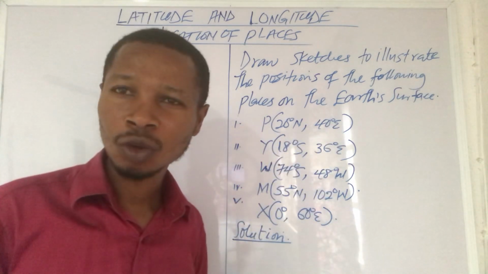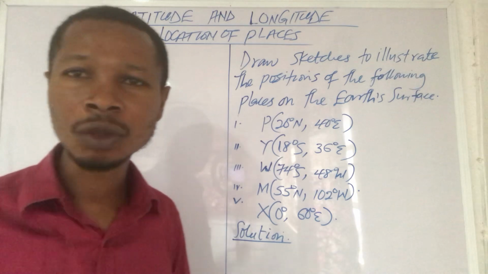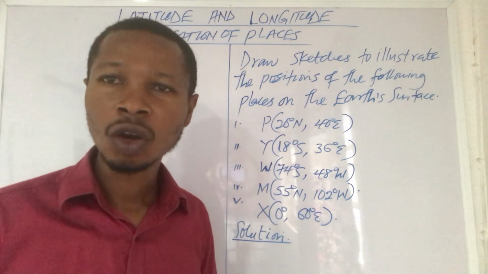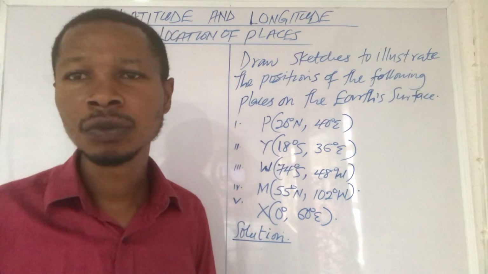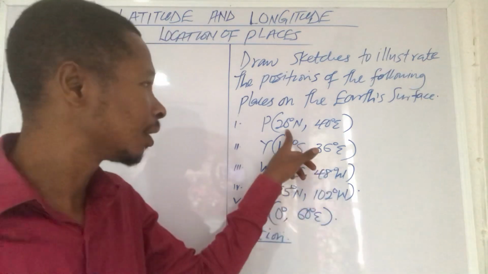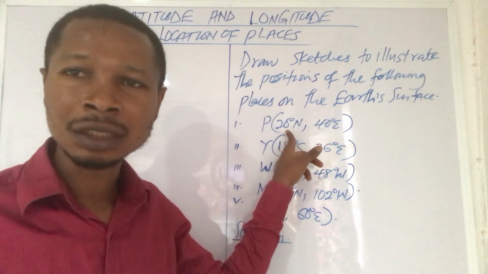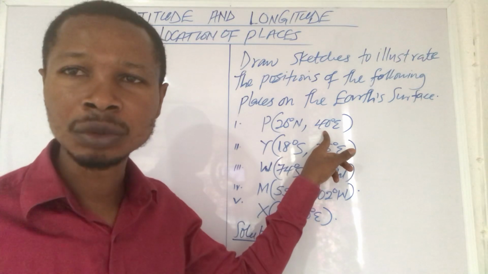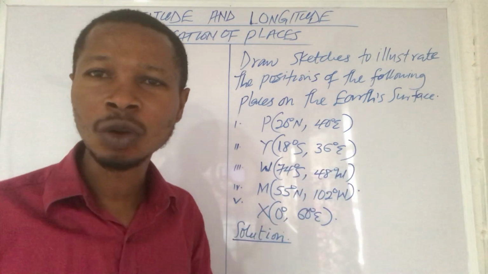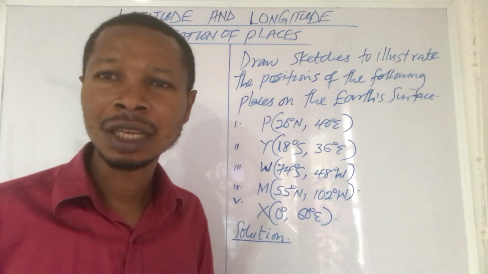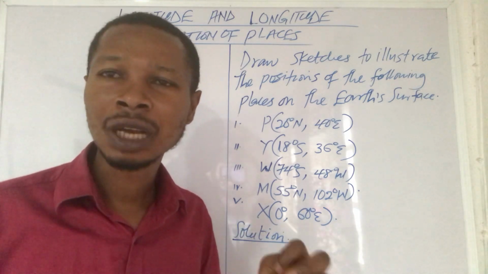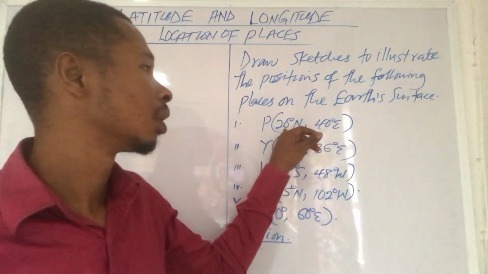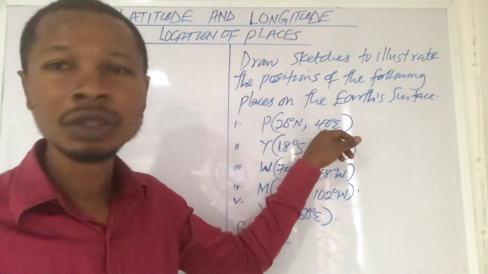The lines of longitude and latitude are always written in ordered pair. In ordered pair means the lines of latitude always come first before lines of longitude. So the first one here is always your line of latitude, while the second one is always your line of longitude. It is conventional for you to always write it like that. So this is latitude, this is longitude.